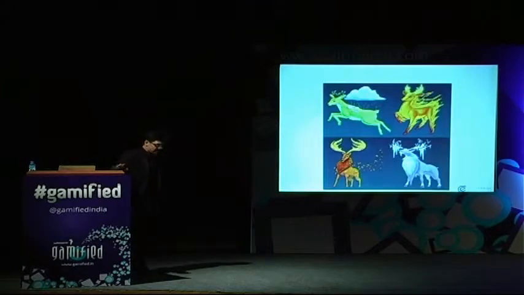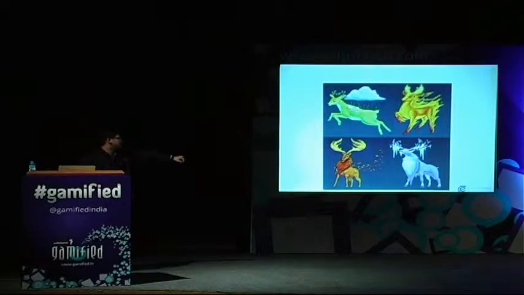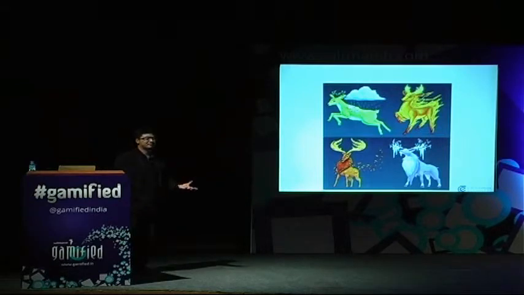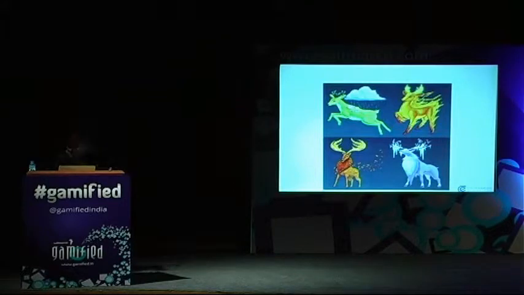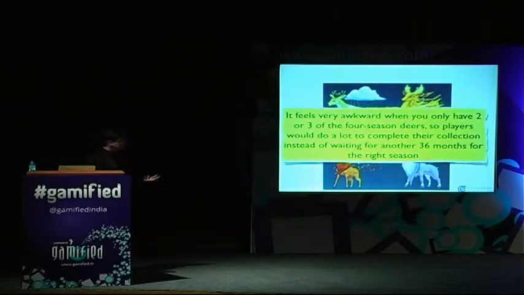Remember we talked about Geomon? Geomon has this thing called the 4-season deers. You've got the winter snow deer, summer fire deer, etc. And the key thing here is you can only capture that particular deer in that season, right? So 3 months of the year you can capture this deer and then this deer, and during that season it's very frequent. You can find a lot of those. So when you have 2 or 3 of the 4-season deer, it actually feels kind of awkward. Like, hey, I have 2 or 3 of the seasons. You automatically want to complete the set, get all of them, right?